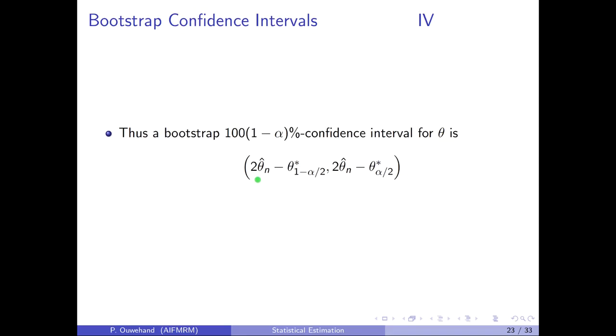Remember that hat theta n is the original estimate that we have, and theta star 1 minus alpha over 2 is the 1 minus alpha over 2 quantile of the new bootstrap estimates that we obtained.